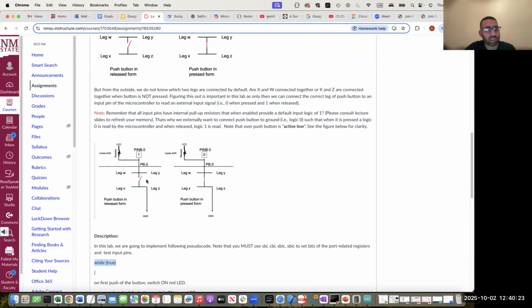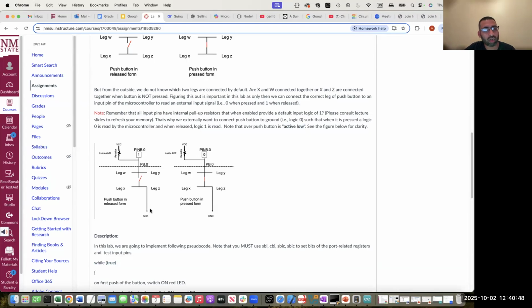So basically what we are saying here is that when the push button is not pressed, the input will be 1. But when the push button is pressed, the input will be 0. So it means that our push button is active low. When you push it, the input is 0. When you release it, the input is 1, right?